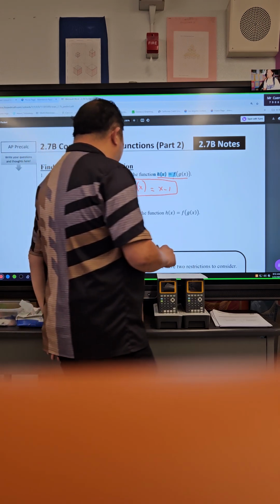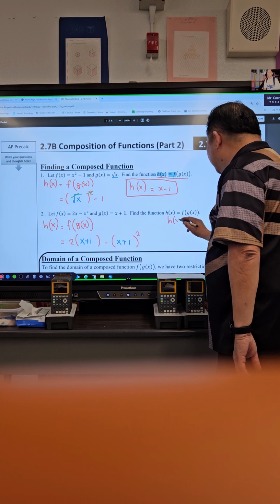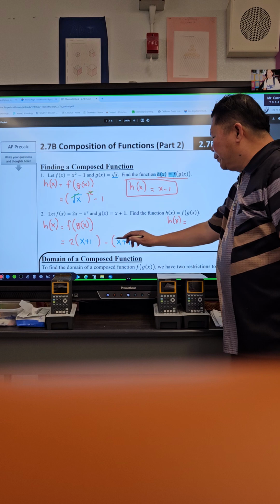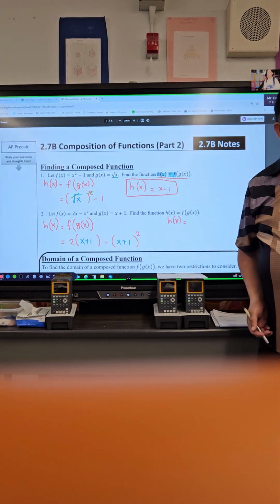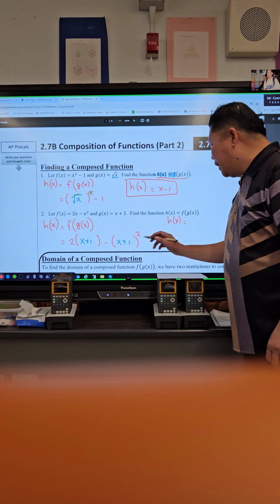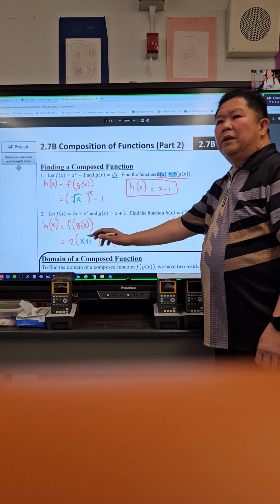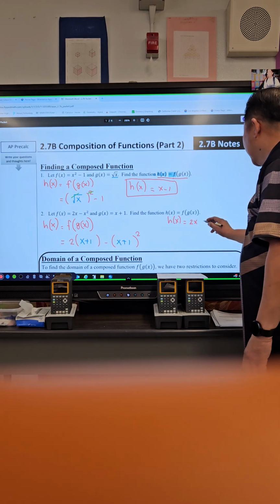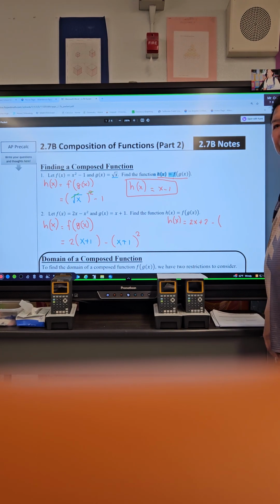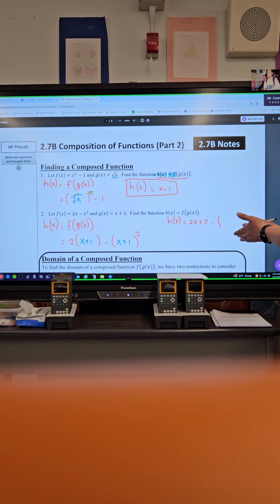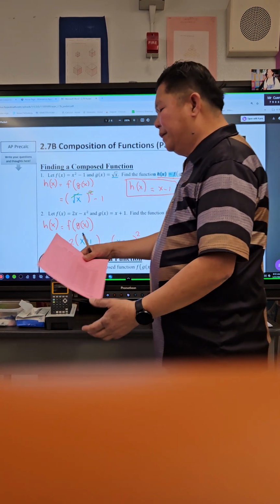So we say now h of x. So what we do with this, we distribute, right? So 2 times the inside x plus 1, so 2 times x is 2x, and then plus 2, very good, so plus 2, then minus. Okay, now you should be careful putting this in parentheses.